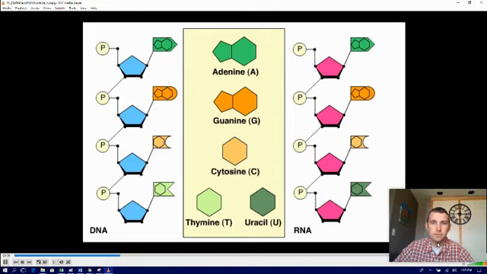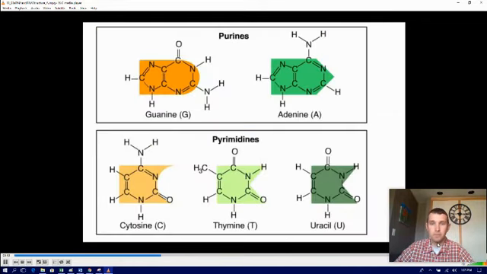3 of the 4 bases are the same in DNA and RNA: adenine, guanine, and cytosine. The 4th base in DNA is thymine. In RNA, it is uracil. The nitrogenous bases guanine and adenine each have 2 linked rings of atoms. They are called purines. Cytosine, thymine, and uracil each have a single ring, and these three bases are called pyrimidines.